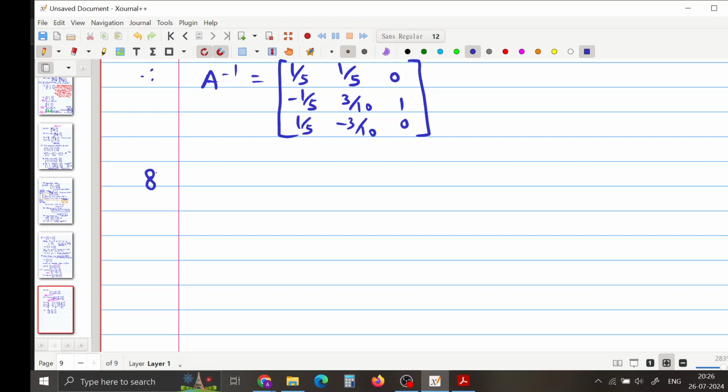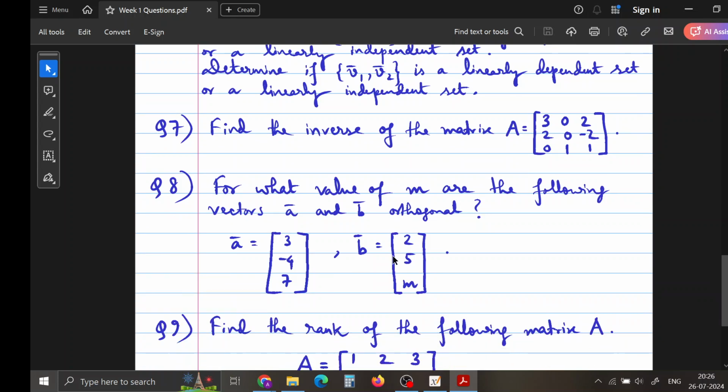Okay, great. So we are almost towards the end. Last two questions, I'll go through them quickly. So question number 8, there are two vectors A and B. There are 3 cross 1 vectors. For what value of M are the vectors A and B orthogonal? This also you can calculate mentally and tell me directly. What do we need to do for this? Can someone just respond for question number 8?